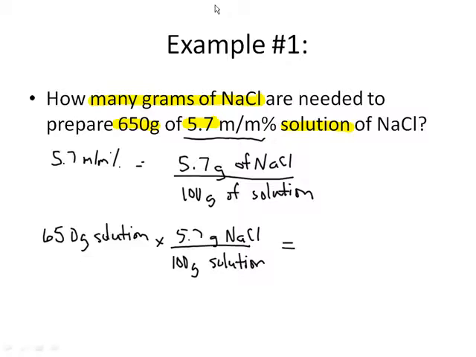So at this point, I just need to pop things into my calculator. It's 650 times 5.7 divided by 100. So I end up with 37.05, and I only have 2 sig figs, so 37 grams of NaCl are what I need to make 650 grams of 5.7% solution.